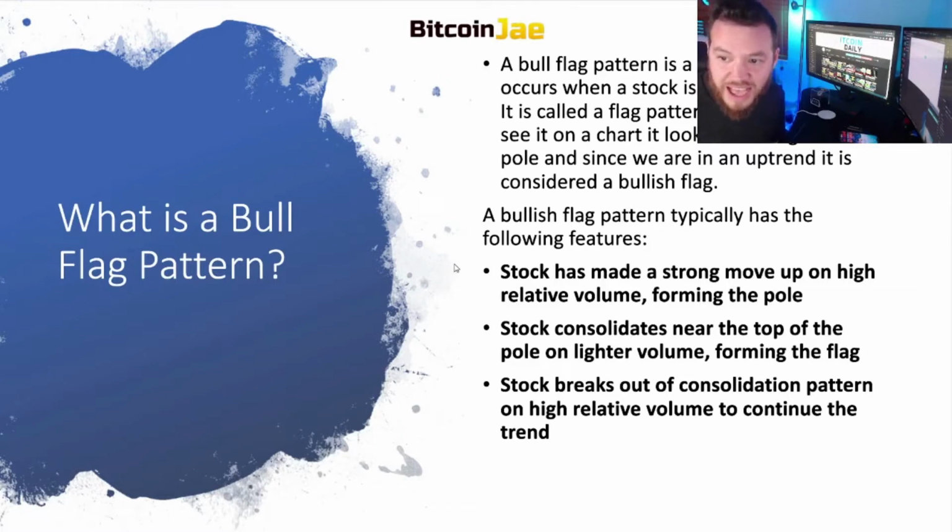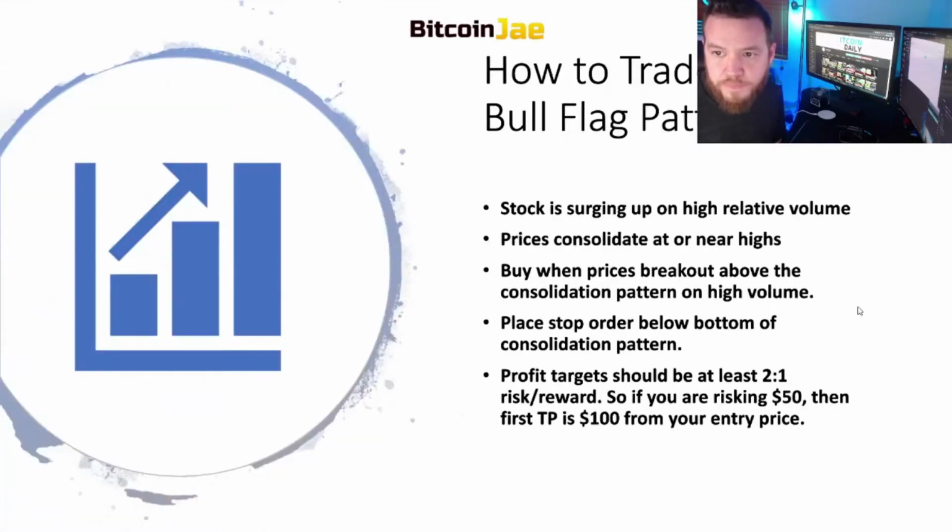So the first thing is stock has made a strong move up on high relative volume, forming the pole, right? Next is stock consolidates near the top of the pole on lighter volume, forming the flag. And then last, the stock breaks out of consolidation pattern on high relative volume to continue the trend, right? So hopefully that all makes sense. I tried to break this down as easy as possible. The stock has to move up, then it consolidates for a period near that top, and then it breaks out of the consolidation pattern, right?